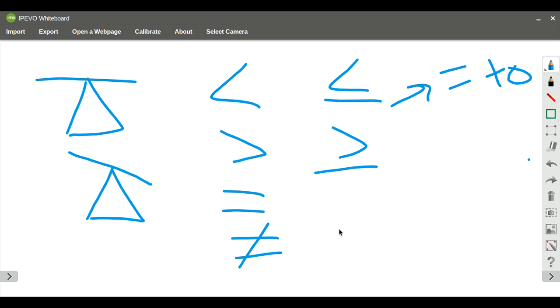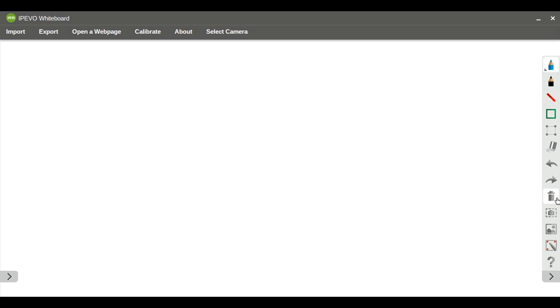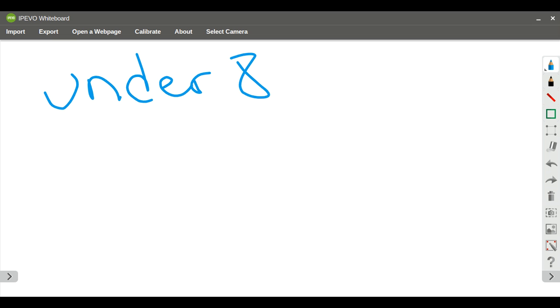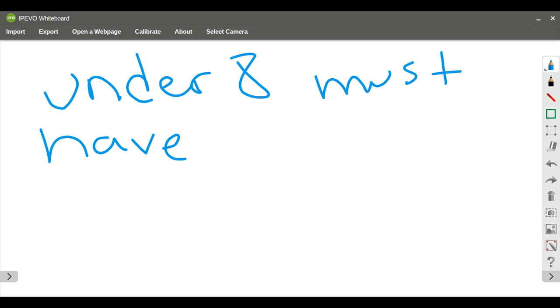So if you have something that looks like this, it says, notice, children under the age of 8 must be accompanied by an adult. So I have children under the age of 8 must have an adult. Okay, so that's a real world situation. We see this all the time.